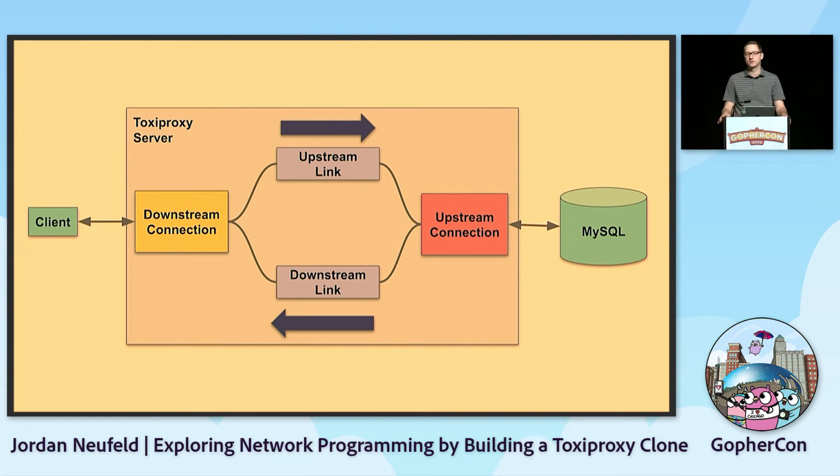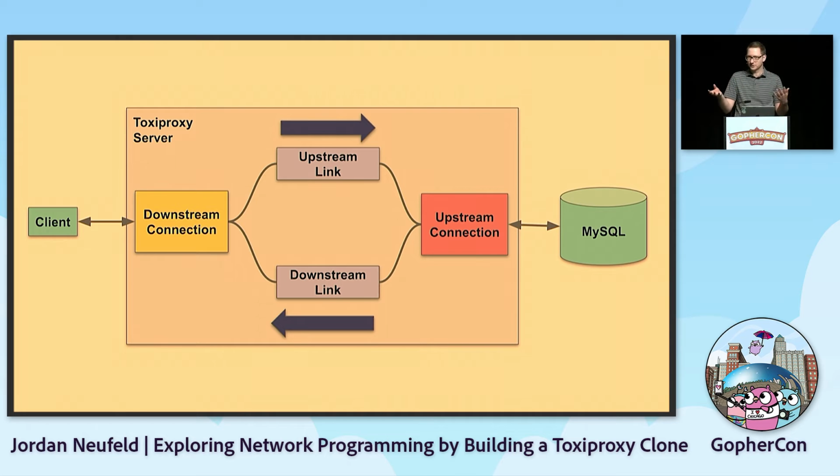In terms of what Toxiproxy looks like in the architecture, there's a basic mock-up here. The gray square is the Toxiproxy server itself, i.e. the Go binary. So we have a client on your left here connecting to Toxiproxy listening on a port. Toxiproxy then has this downstream connection. It passes the data to an upstream link, and that upstream link passes it to an upstream connection, which connects to the real dependency, like MySQL in this case. On the way back, it goes the same way through a downstream link back to the client.